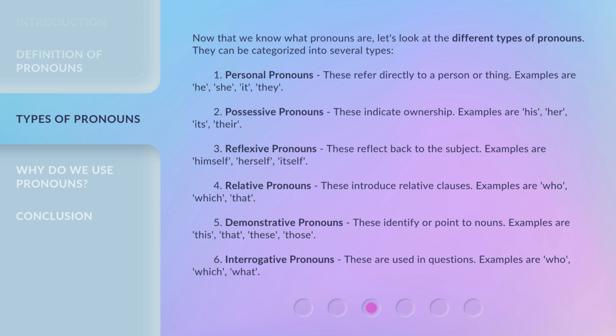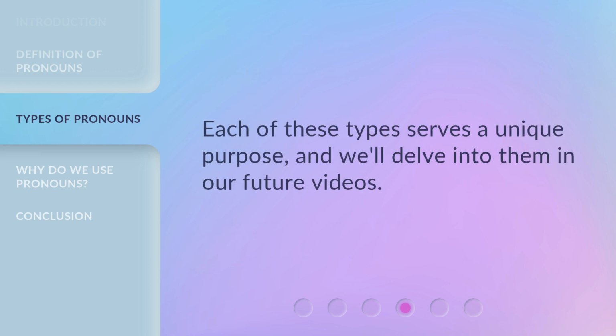5. Demonstrative pronouns. These identify or point to nouns. Examples are this, that, these, those. 6. Interrogative pronouns. These are used in questions. Examples are who, which, what. Each of these types serves a unique purpose, and we'll delve into them in our future videos.